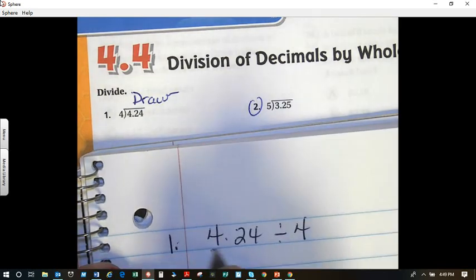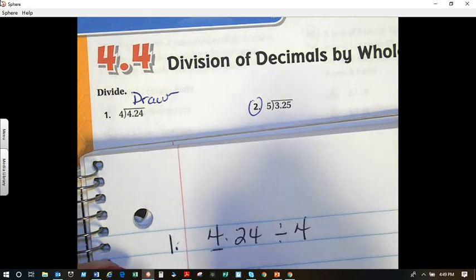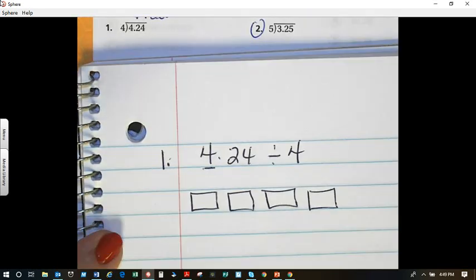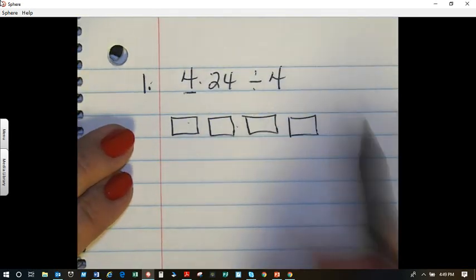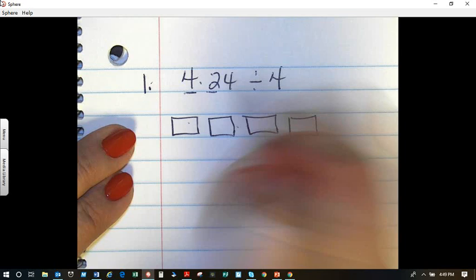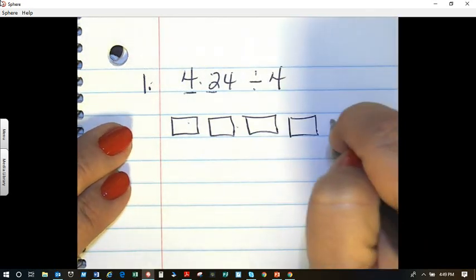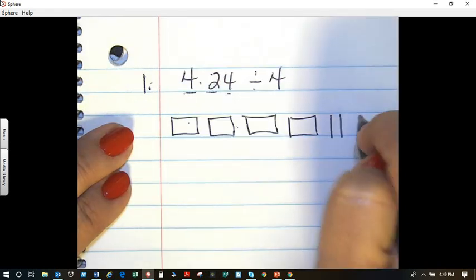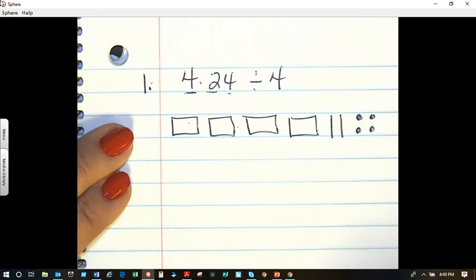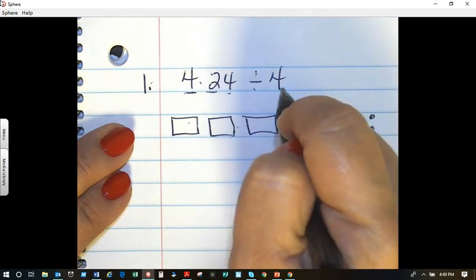So how many whole numbers do I have? It's 1, 2, 3, 4. Okay? Oops, can you see that? All right, I'll just bring it up like this. So I have 4 whole numbers. How many tenths do I have? 2. So I'm going to represent that with 2 rods. 1, 2. And then how many hundredths? 1, 2, 3, 4. How many groups do I have?